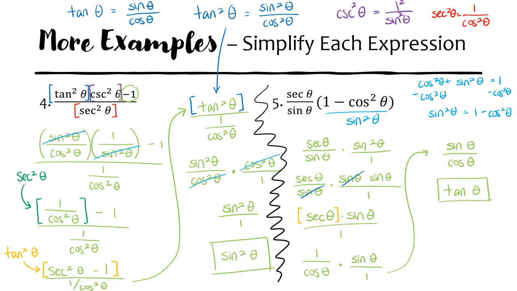So this got a little hectic. I'm looking back at my work like, wow, this went all over the place. I prefer to work completely vertically if I have the space, and I'd recommend you try to do that as well to keep yourself as organized as possible. But hopefully through these 5 examples, you got a sense of some of the technique to simplifying using our trig identities. Okay, have fun.